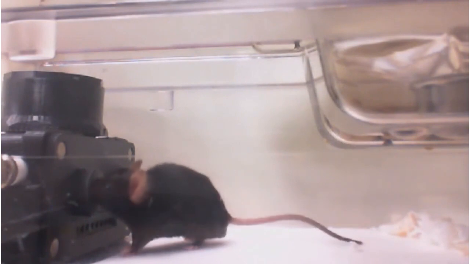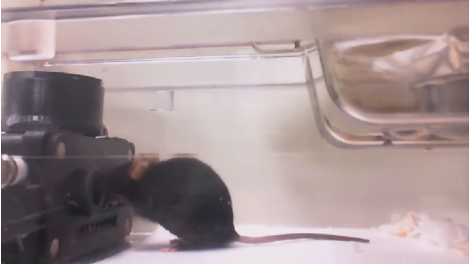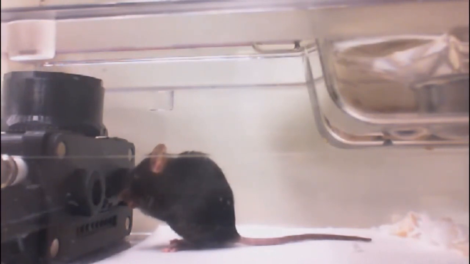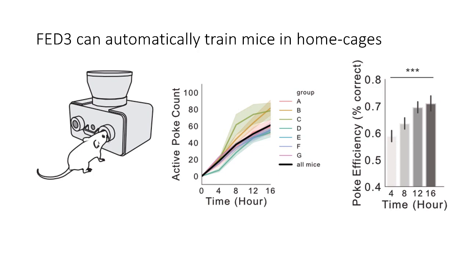This is a video of FED3 operating in the cage. So the device is placed in the cage, and the mouse can go poke, and this causes FED3 to play the lights, the tones, and dispense a pellet. FED3 can be used in this way to automatically train mice.